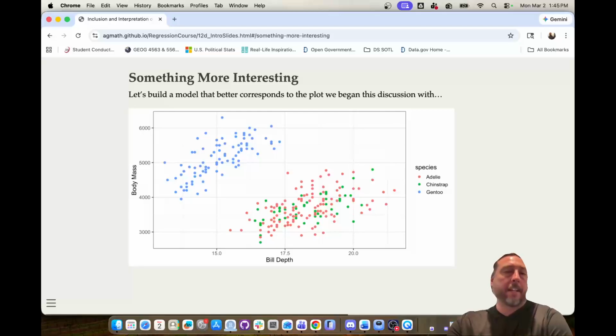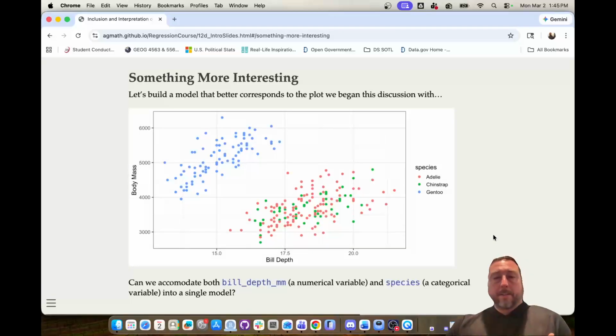Let's do something slightly more interesting here. We'll build a model that better corresponds to the plot that we began this video with. So this plot identifies the species type, but it also identifies a potential association between bill depth and body mass. And we can see that within each species, it seems to be the case that as bill depth increases, so does body mass. That's true for the gentoos up here in the top left corner, and it also seems to be true for the chinstrap and Adelie penguins here in the lower right.